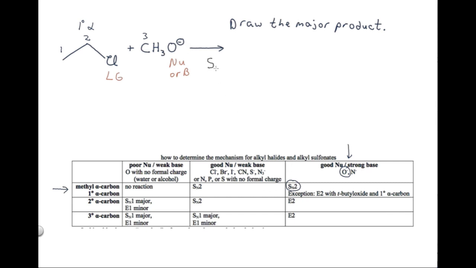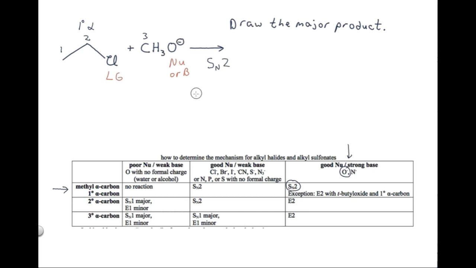Make sure you write down the name of that mechanism, SN2. Now we need to be careful to check whether we're using tert-butyl oxide, because that would give us an exception. But this species is not tert-butyl oxide. This is not what tert-butyl oxide looks like. By the way, the name of this species is methoxide. Methoxide, because of this methyl group, is definitely not tert-butyl oxide. So the exception does not apply in this case. Instead, we go with the general rule for this cell, which is SN2.